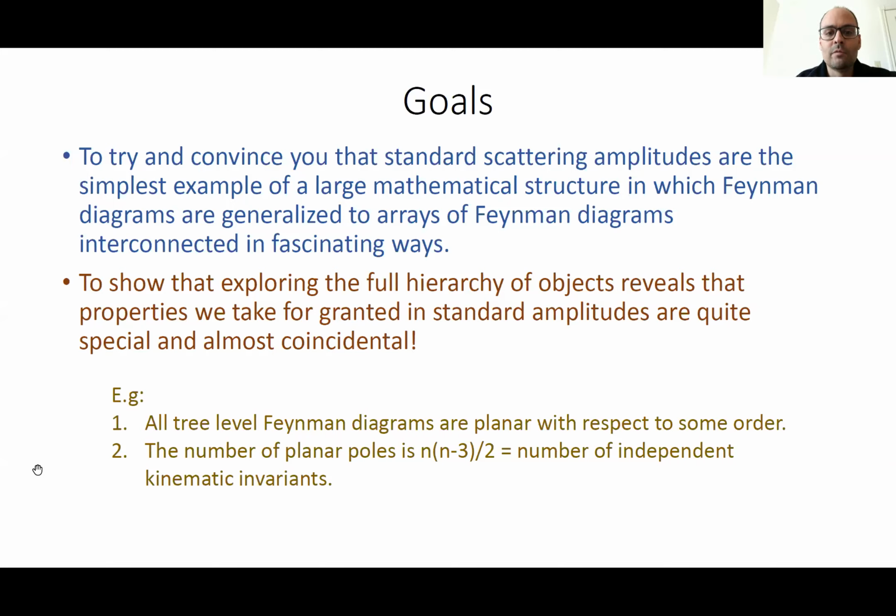One of them is to try and convince you that standard scattering amplitudes are the simplest example of a large mathematical structure in which Feynman diagrams are generalized to arrays of Feynman diagrams, interconnected in fascinating ways. And the second one is to show that exploring the full hierarchy of objects reveals that properties that we take for granted in standard amplitudes are quite special and almost coincidental. Two obvious examples: all tree-level Feynman diagrams are planar with respect to some order, and the number of planar poles is n(n-3)/2, which happens to be the number of independent kinematic invariants.